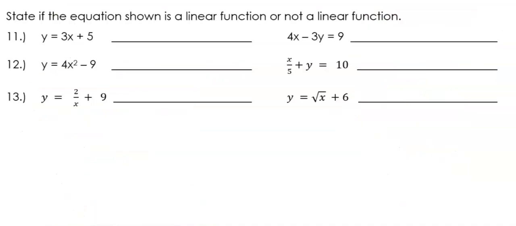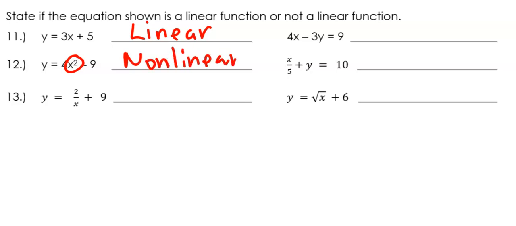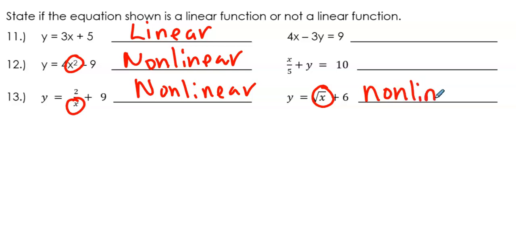Questions 11 through 13 ask you if something is linear or nonlinear. You are linear if you can be written as y equals mx plus b. No powers, no letters in the denominator, no special characters, and no x's times y. These don't break any rules, so they are linear.